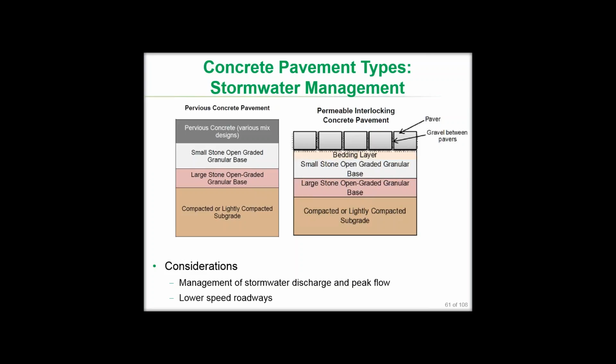There are obviously some limitations to these in terms of use in lower speed roadways. This wouldn't necessarily be applicable to high speed principal arterials, at least on the main line, but you could potentially use more of a pervious shoulder material.